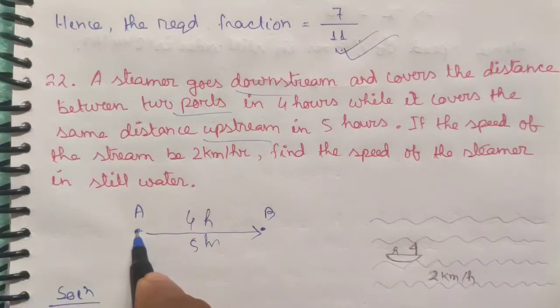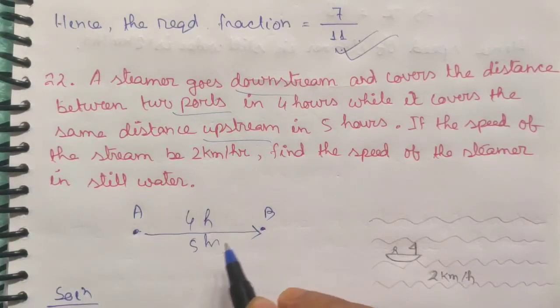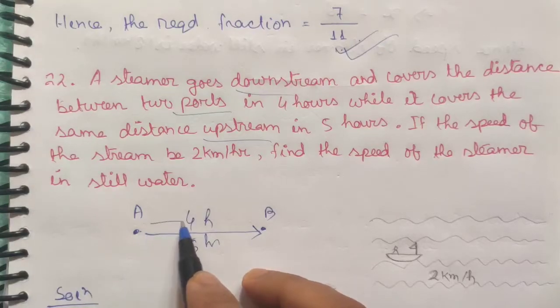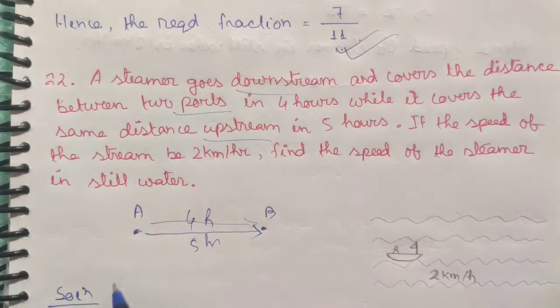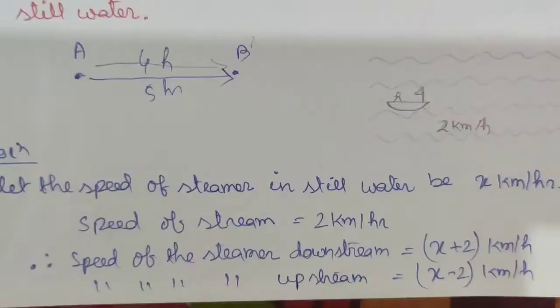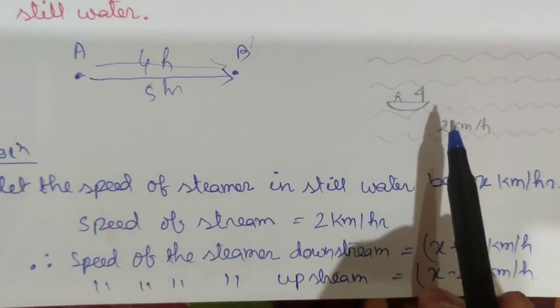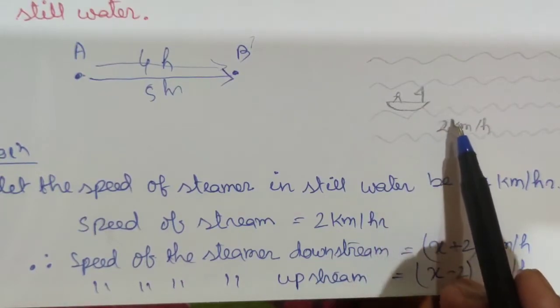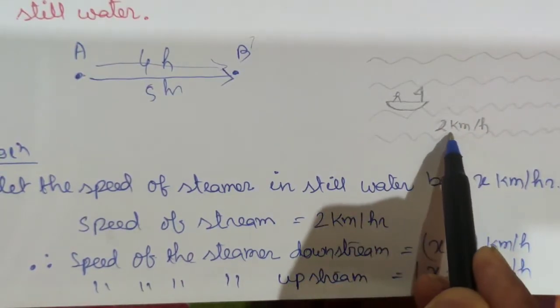Then suppose consider this is port A and this is port B. Now when it goes downstream, suppose A is in Himalaya, right? And B is in Kanyakumari. Himalaya is at the top, right? And Kanyakumari is at the bottom. So when we move towards down, our speed will be more. Suppose here the speed of the stream is 2 km per hour, right?